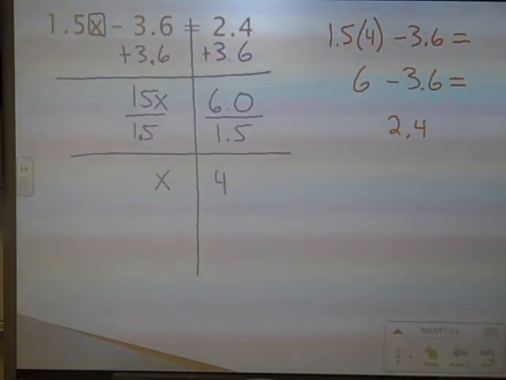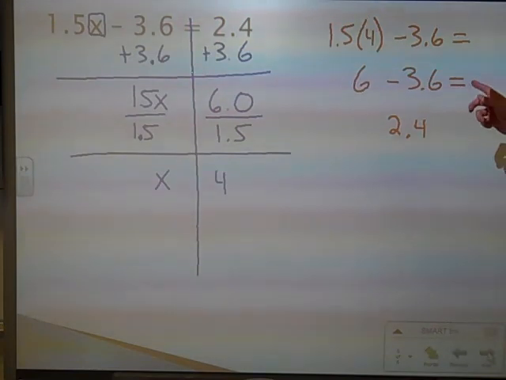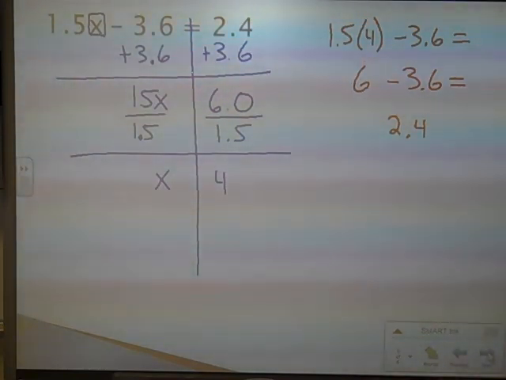Our next one was 1.5x minus 3.6 equals 2.4. You should have got an answer of x equals 4, and then when you entered it in, you should have a matching answer of 2.4. Again, pause your video if you need to take a look at it.